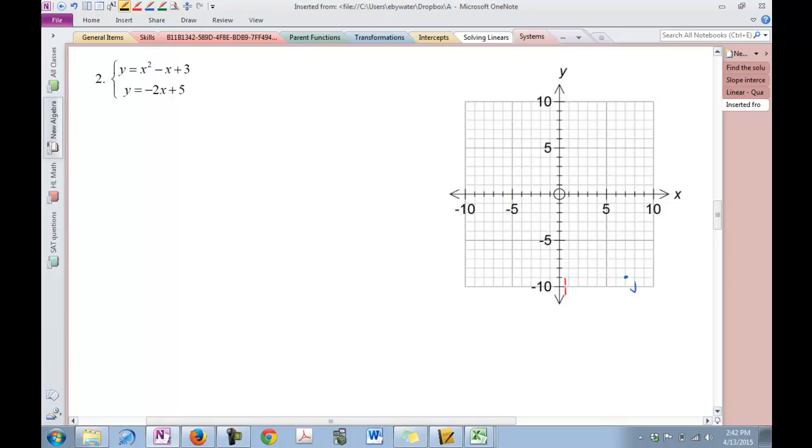All right, you ready for this? We're going to do another system with a quadratic and a linear equation. Now, first off, I want you to remember this is nothing different from doing linear systems. It's exactly the same as what we've been doing, except this time you've got a quadratic involved. The process is the same.